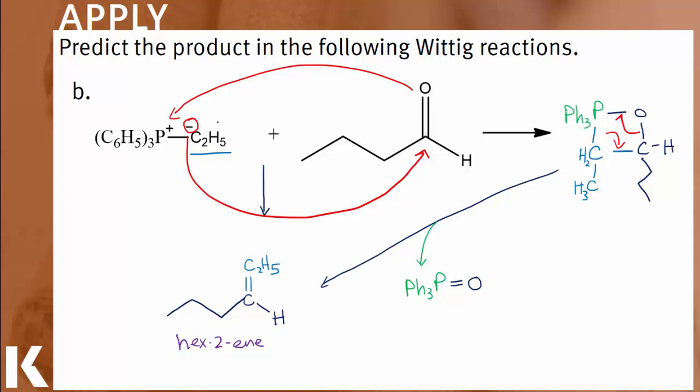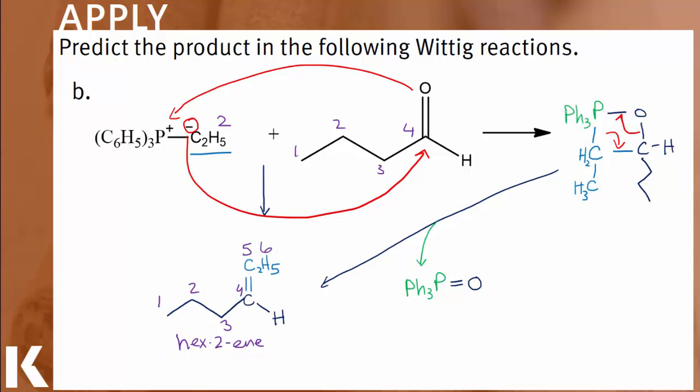Quick double check. 2 carbons in the Wittig plus 1, 2, 3, 4 carbons in butanal creates 1, 2, 3, 4, 5, 6 carbons in the product with a carbon-carbon double bond.